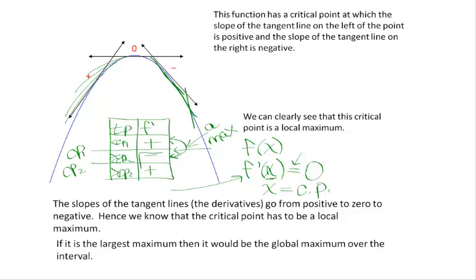What does this tell me is going on with my function at critical point 2? What must be happening there? The slopes are going from negative to 0 to positive. Negative slopes to 0 to positive slopes. This function had, at the very least, a local minimum.